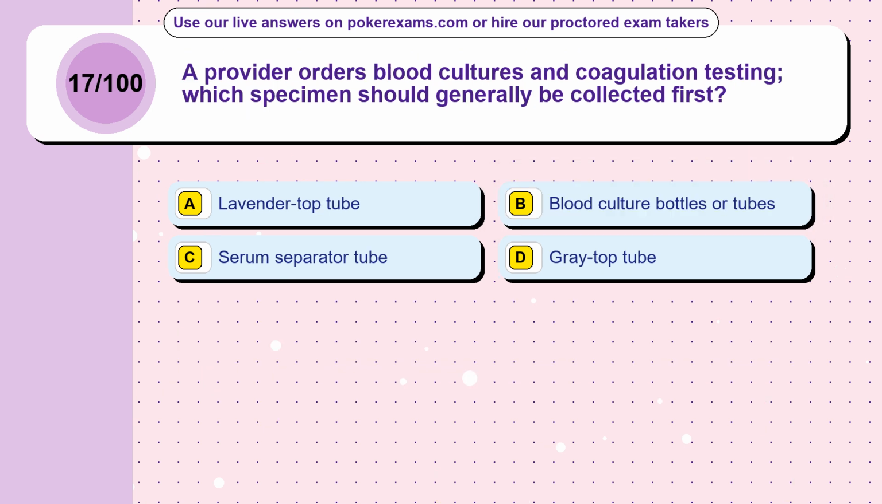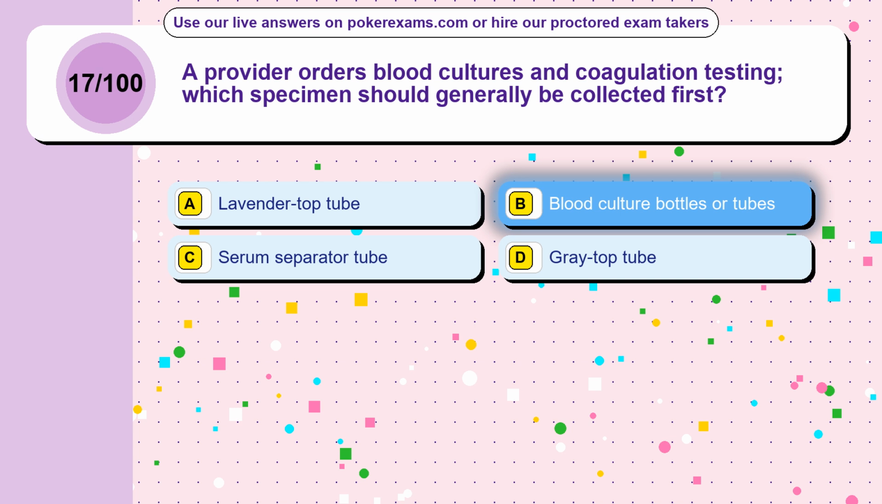Question 17. A provider orders blood cultures and coagulation testing. Which specimen should generally be collected first? Option A, lavender top tube. Option B, blood culture bottles or tubes. Option C, serum separator tube. Option D, gray top tube. The correct answer is option B, blood culture bottles or tubes.